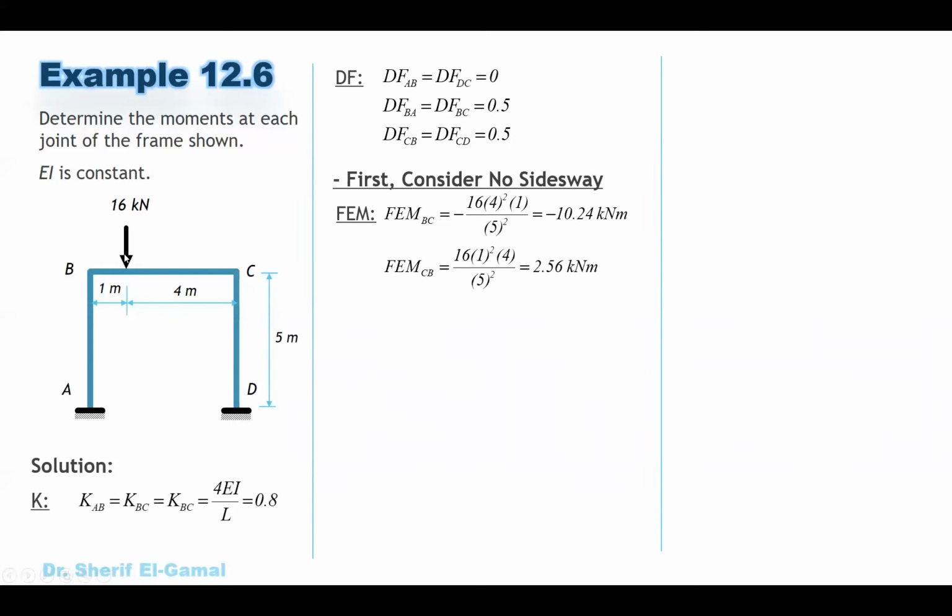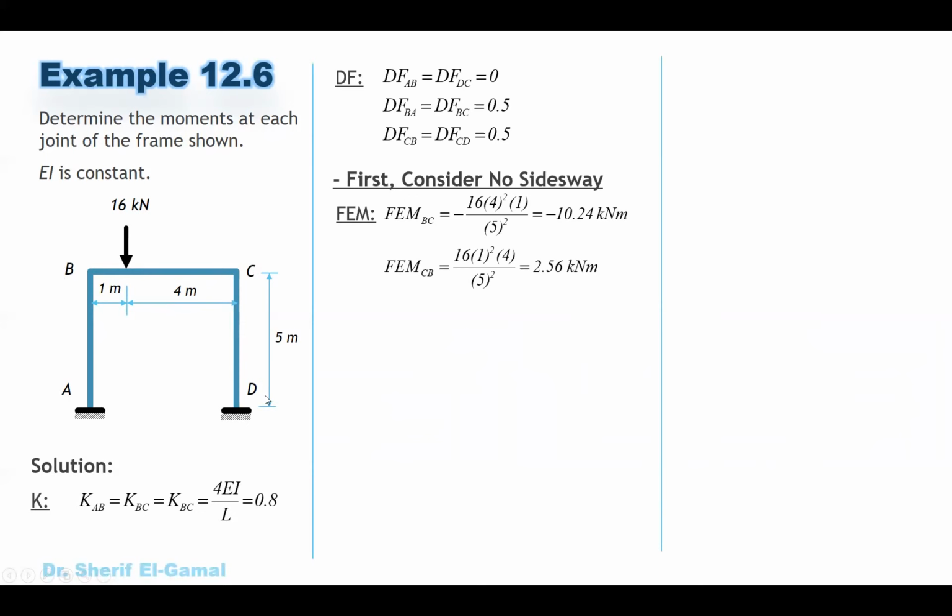You can see here that the moment close to the support is higher than the moment far from the support, and this is just to let you know that your answer is correct. When the load is close to BC, the moment at BC will be greater than the moment at CB. This is 10 and 2. So now we finish the fixed end moment.